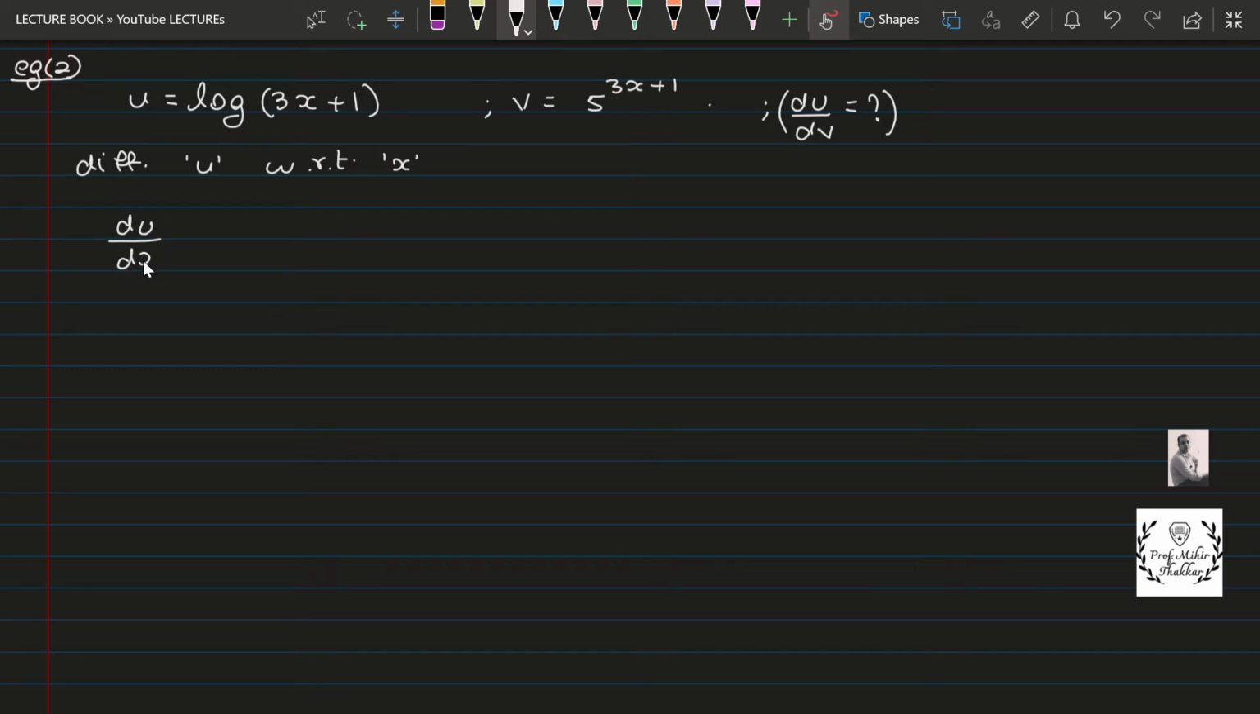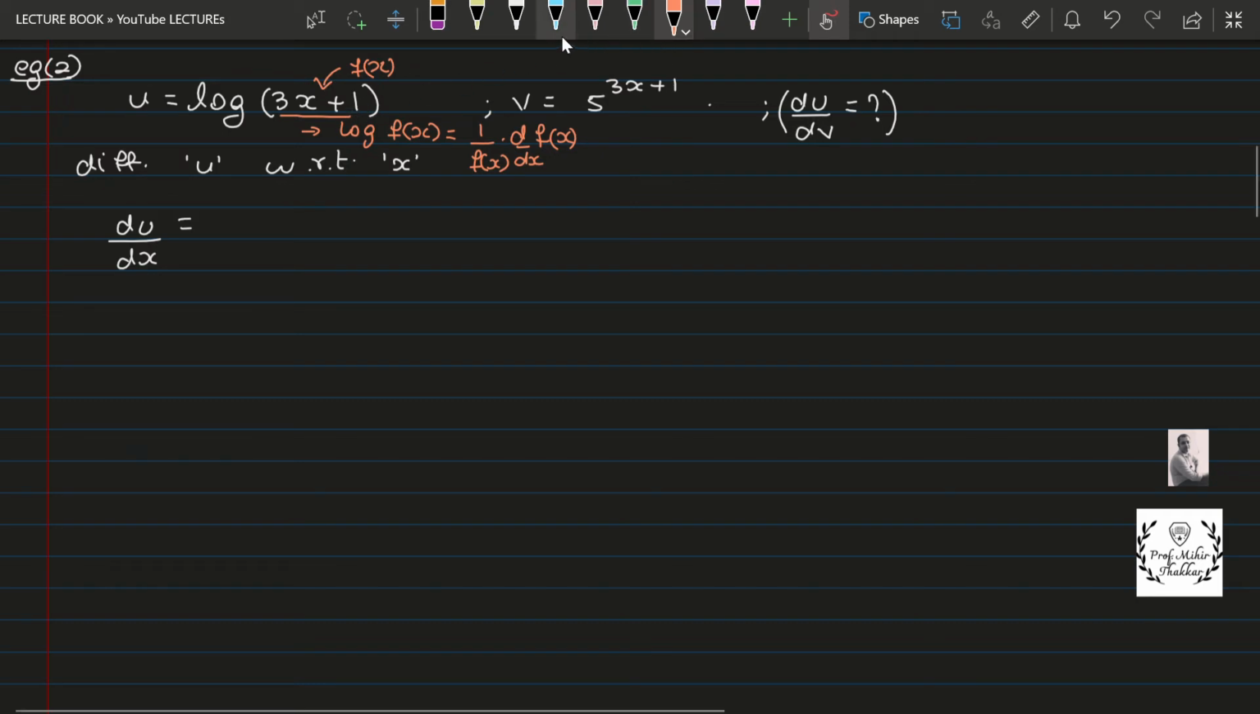du upon dx is equal to, now when I have log of 3x plus 1, it is in the form of log of fx. What is the derivative of log fx? It is 1 upon fx multiplied by derivative of fx. So guys, I consider this 3x plus 1 as fx. So therefore, what I get over here is 1 upon 3x plus 1 multiplied by derivative of 3x plus 1.